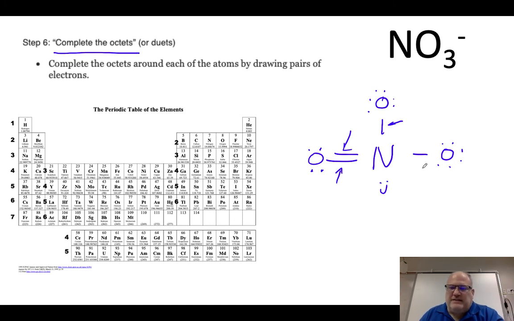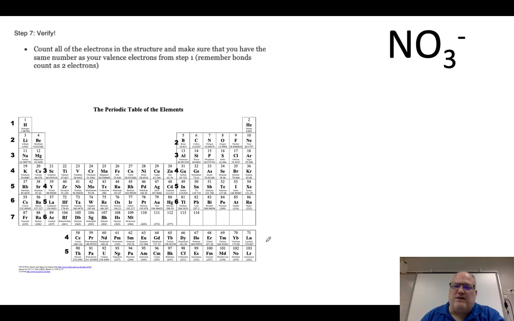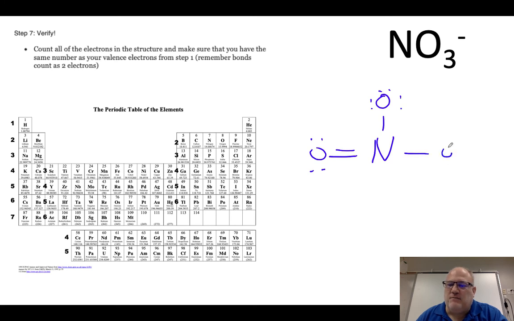Now, the last step is that we need to verify what we've done. I'm going to draw this again really quickly because I can. And I'm going to put my electrons like this. I'm going to put a pair of electrons over here. I'm going to put my nitrogen with an oxygen on the top. I'm going to draw my 6 dots around it. And I'm going to draw my 6 dots around this.